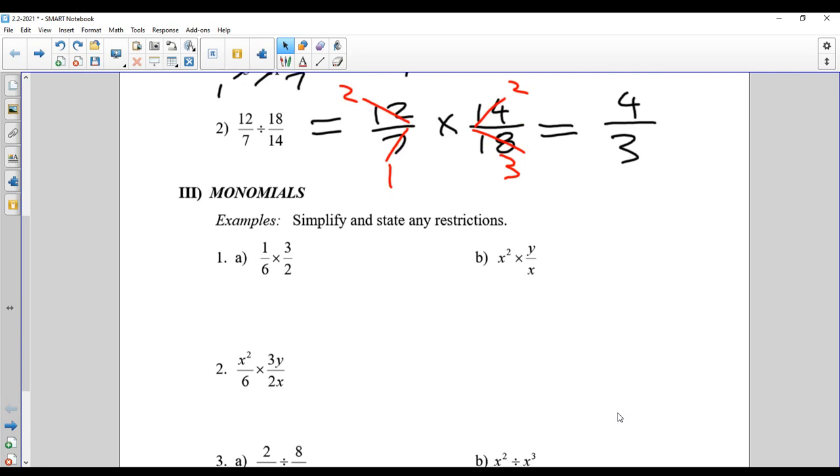Now, let's start you off really slowly here with the expressions. So the first one doesn't need me to explain anything. I'm going to say what we just did a few minutes ago. I'm going to reduce this down. 3 goes into 3 once. 3 goes into 6 twice. Nothing else can be reduced. So it's 1 times 1 over 2 times 2, 1 over 4.